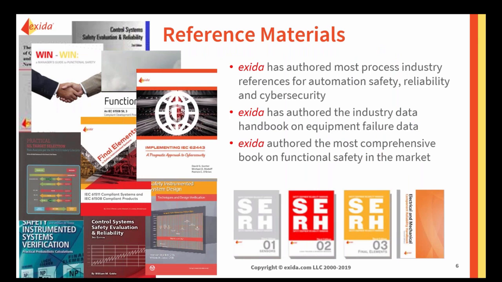Reference materials. We have authored most of the process industry reference materials. We have automation safety, reliability and security reference materials. We have data handbooks on equipment failure data. We also have functional safety books and pamphlets that are available for use.